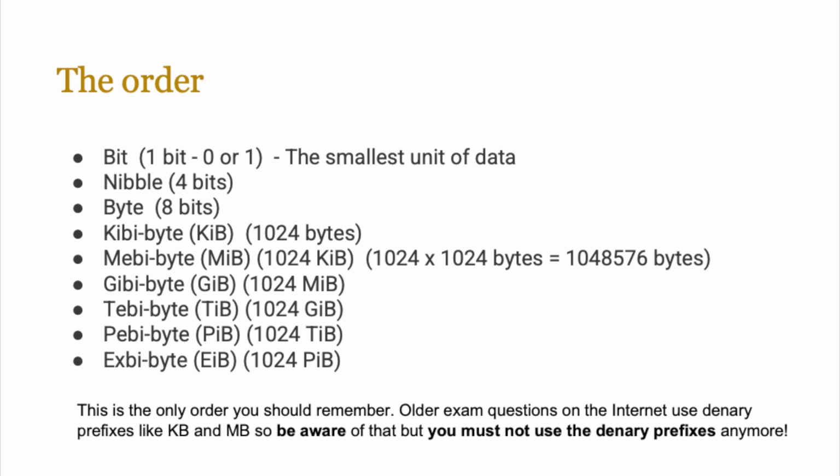So to work out how many bytes there are in a mebibyte, you need to do 1024 times 1024 bytes, because KiB is 1024 bytes. That gives you 1,048,576 bytes. Gibibytes, GiB, is 1024 MiB. Tebibytes is TiB, 1024 GiB. PiB is 1024 TiB, and so on. Now, this is the only order you should remember.